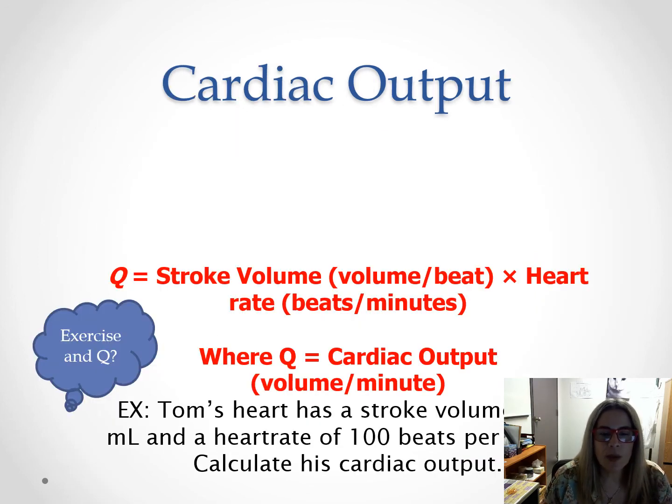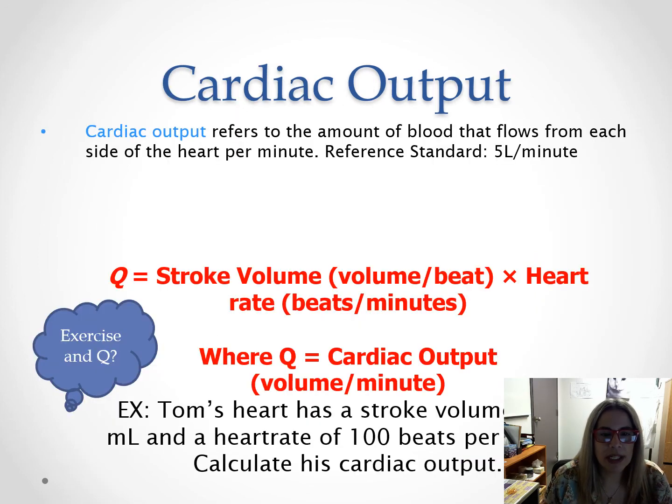So our last thing that we'll take a look at is cardiac output. And cardiac output refers to the amount of blood that flows from each side of the heart per minute. And the reference standard is 5 liters per minute. Now, obviously, that's going to vary a little bit from individual to individual, and that's why we say the reference standard is 5 liters per minute.